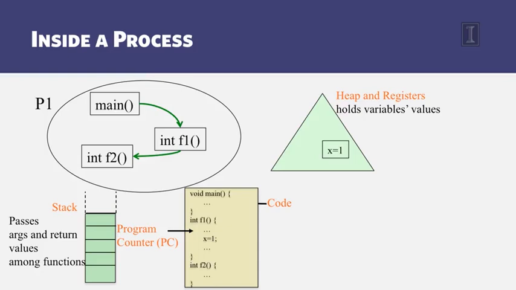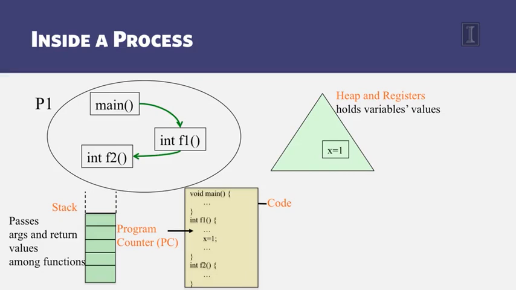For instance, when the main function calls f1, any arguments that it needs to pass to f1 are passed via the stack by pushing an element on top of the stack. f1 can then pop that element off and obtain the arguments that are passed to it. Similarly, when f1 calls f2, it pushes on top of the stack the arguments that it has for f2, and f2 can retrieve these arguments by popping the top of the stack.